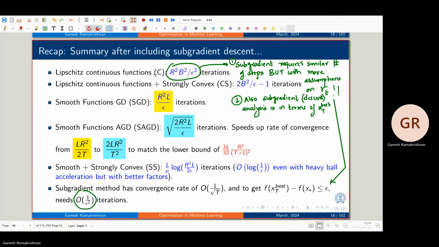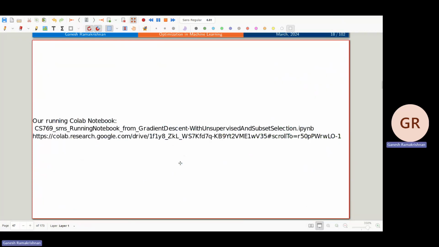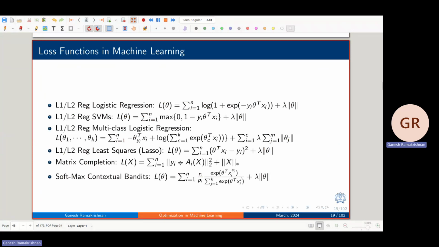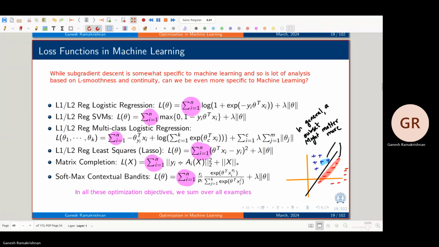This Colab has some more illustrations, but we'll move on. Now, going back to the loss functions, there's another perspective I get: subgradient descent is specific to machine learning. Can we do something even more specific to machine learning?